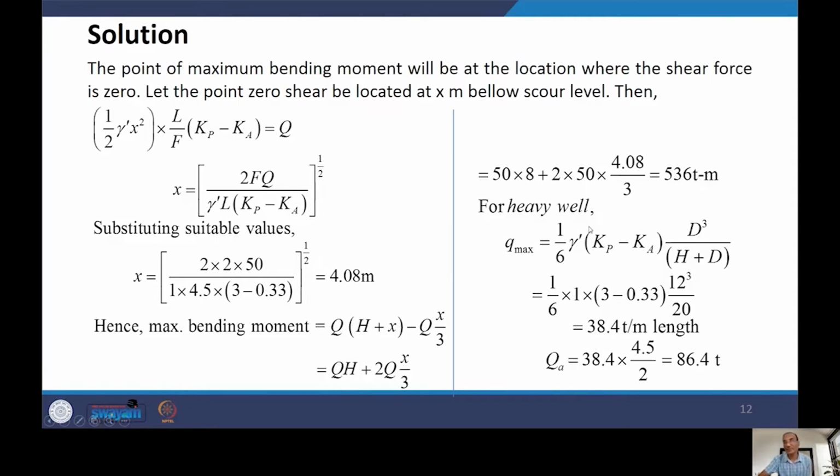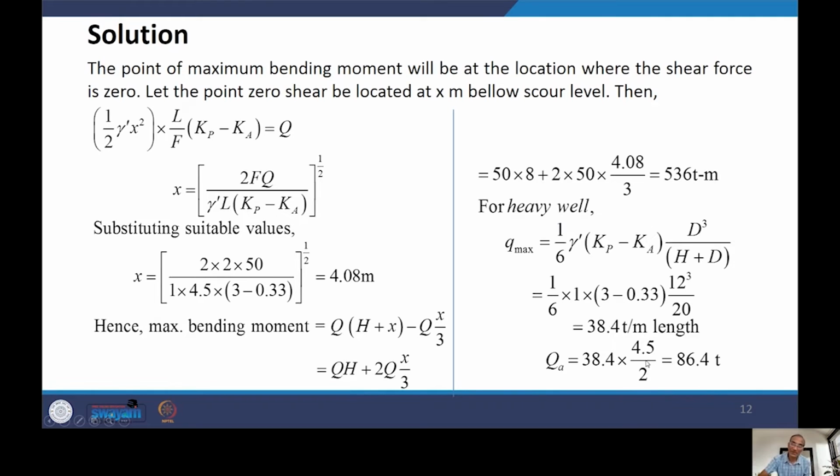Now for the heavy well, if we consider instead of a light well, the well is heavy. In that case, Qmax can be calculated directly from this relation, Kp minus Ka, Q H plus P, and in this case D1 is not required. Once you put in the numbers, you get the Qmax value of 38.4 ton per meter, and allowable load will be 38.4 into 4.5 divided by 2. Once you have this, you obtain 86.4 ton for the heavy well.